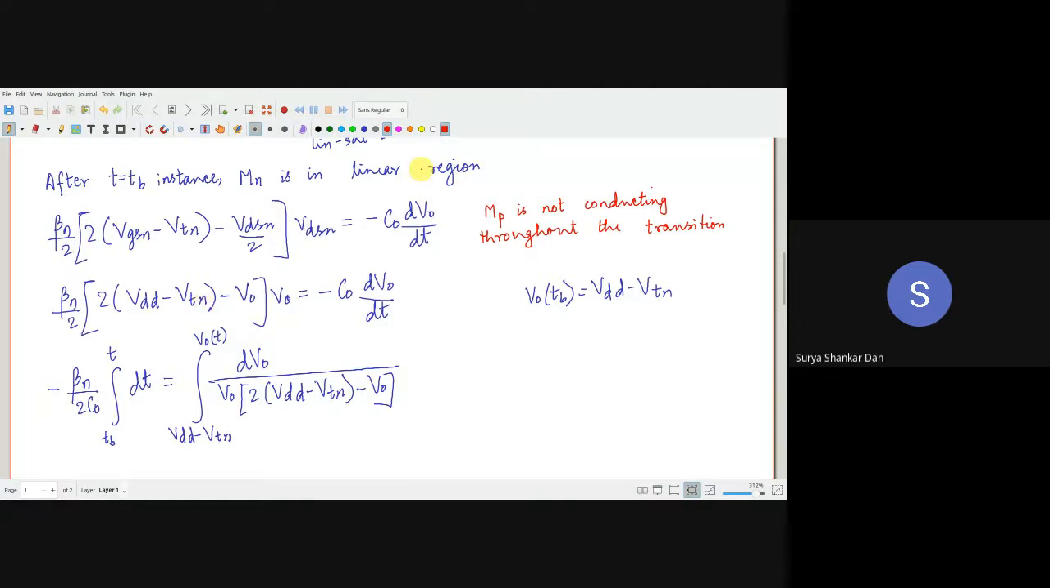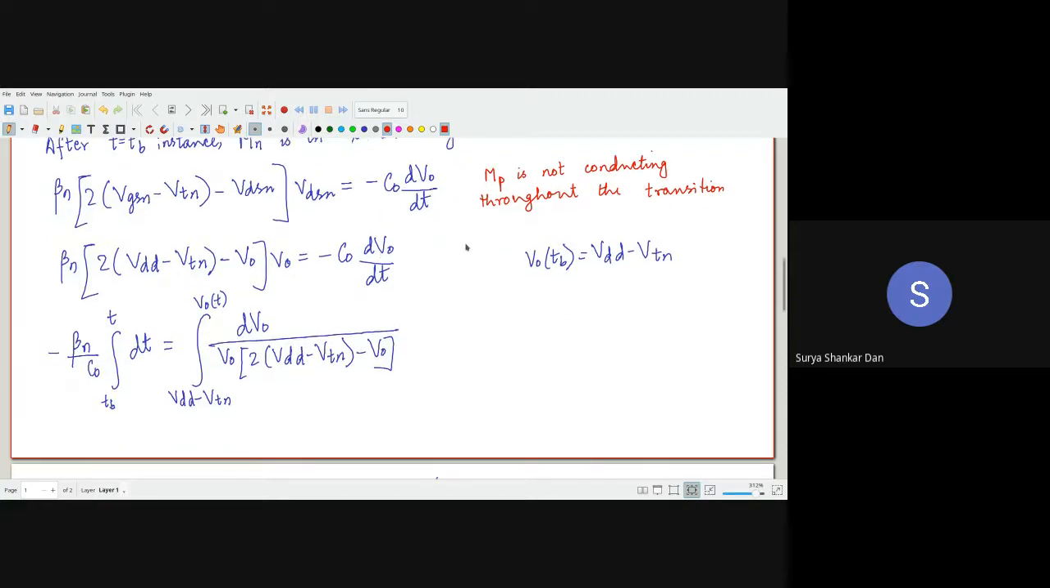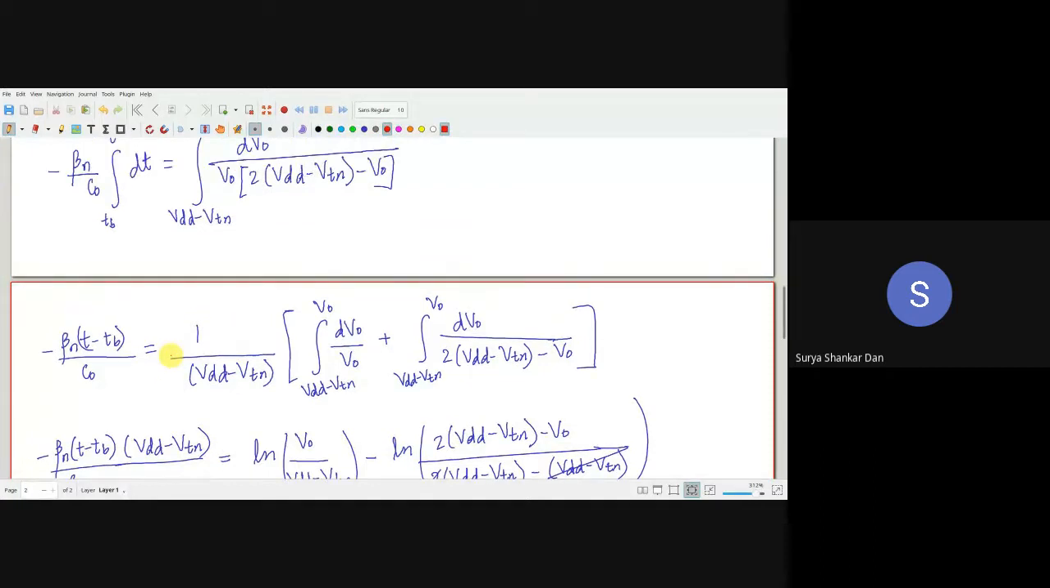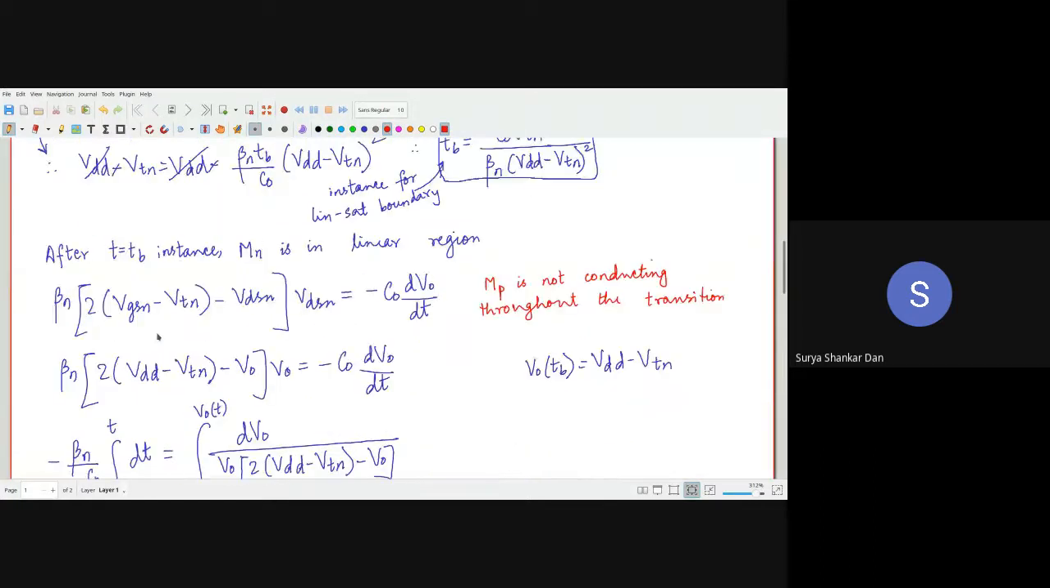Once we have said that we are assuming no matter what happens, there is no leakage through the PFET, the PFET is not conducting anywhere throughout the transition, only then we will simply put the linear current equation for the MN. So I'll erase this, and we will essentially do this calculation in the next class maybe.